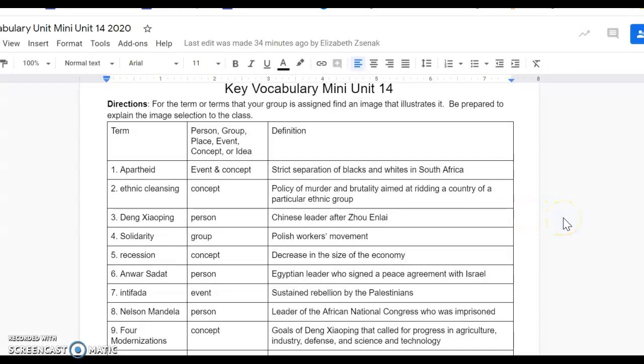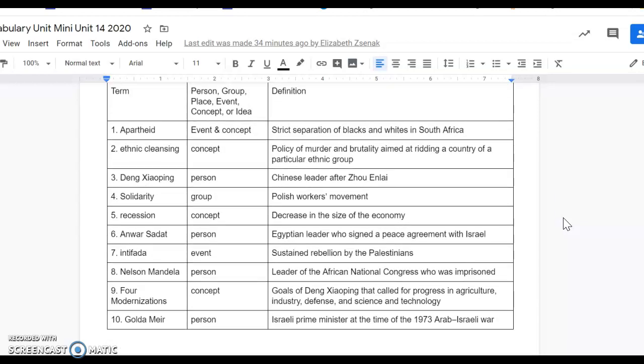All right, so here are our vocab terms for this unit. Term one is apartheid. Term two is ethnic cleansing. Three is Deng Xiaoping. Four is solidarity. Five is recession. Six is Anwar Sadat. Seven is Intifada. Eight is Nelson Mandela. Nine is the Four Modernizations. And ten is Golda Meir.